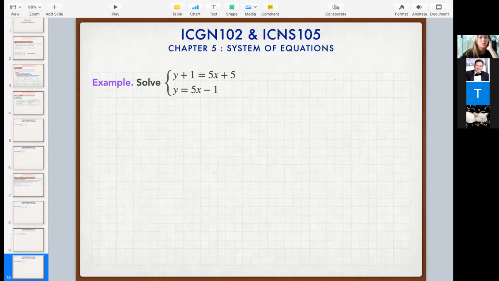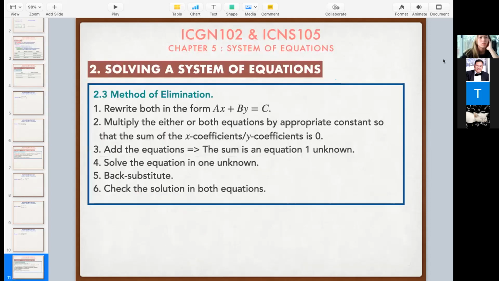The next slide, we talk about the third method in order to solve the system of equation. This method, we call it as method of elimination. How do we gonna eliminate, and what to eliminate? Firstly, when we have 2 equations or more, we try to rewrite both equations in the form of ax plus by equals to c. Try to write every single equation in the system to be in the form of ax plus by equals to c.